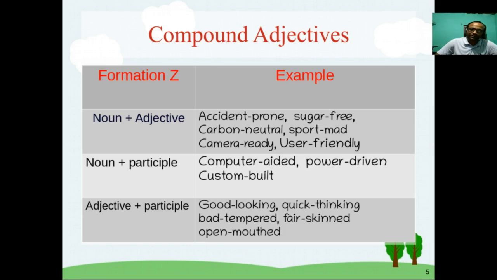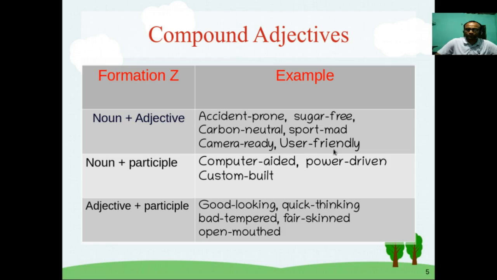Compound adjectives, if they are formed with a noun and an adjective, the way that we have in the examples: accident-prone, sugar-free, carbon-neutral, sport-mad, camera-ready, user-friendly.